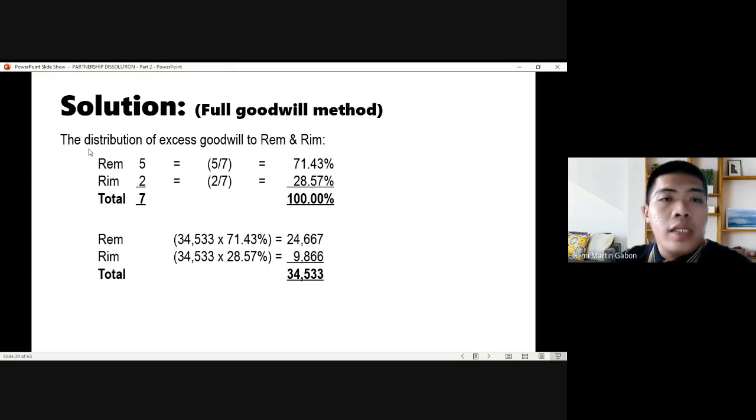So the distribution of the excess goodwill to REM and RIM, the remaining partners, we're going to make use of their old capital interest in accordance with 3 is to 5 is to 2. So the remaining interest there is the 5 and 2 for REM and RIM. So total that is 7, make a fraction 5 over 7 and 2 over 7, or 71.43% for REM and 28.57% for RIM. So distribute the excess: for REM, we have 24,667, and for RIM, we have 9,866.